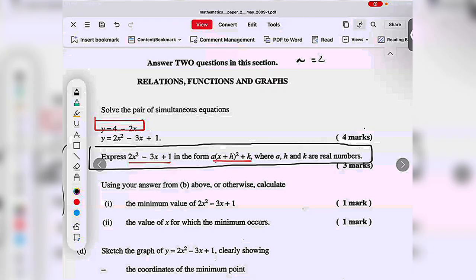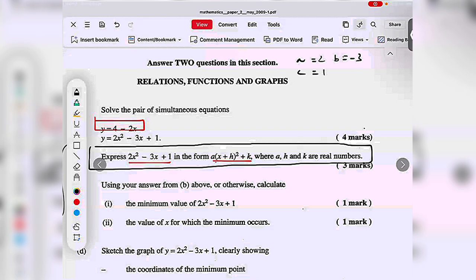A is equal to 2. B is equal to 3. Check again. Minus 3. And c is equal to what? Positive 1. Positive 1.